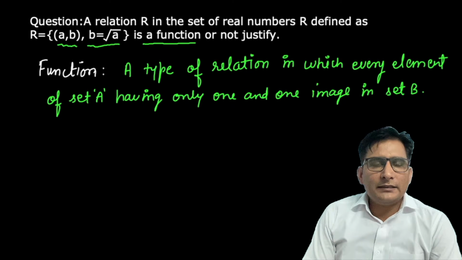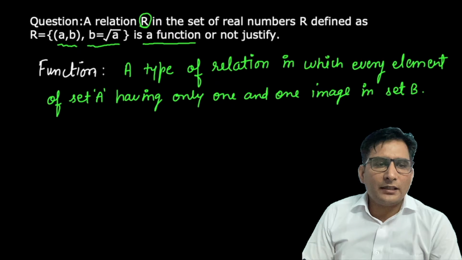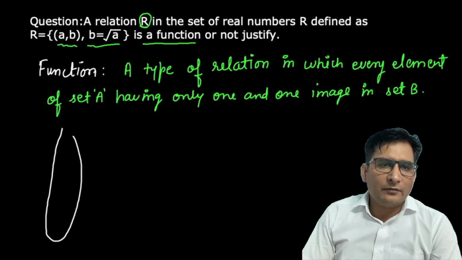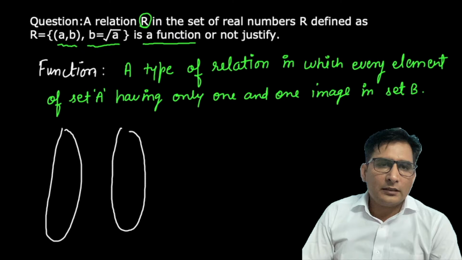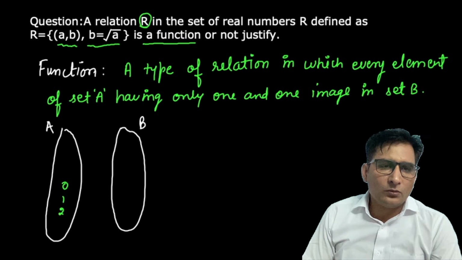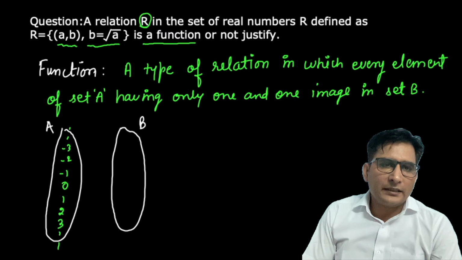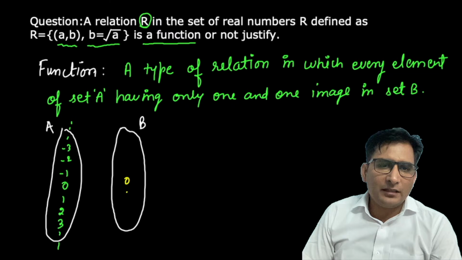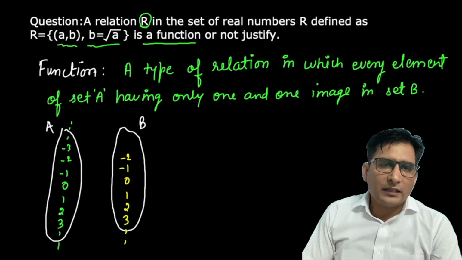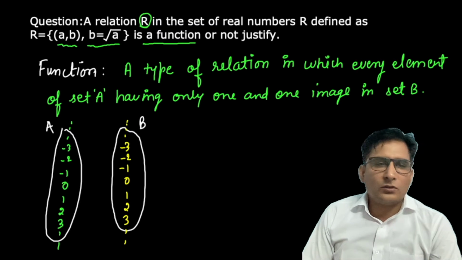So we need to check whether this is a function or not. R is given for the real numbers. Let me explain this with the help of a Venn diagram first, and it is easy to understand. Suppose this is set A and this is set B. Set A has the real numbers 1, 2, 3 and so on, -1, -2, -3 and so on. And here in set B also there are real numbers 1, 2, 3 and so on, -1, -2, -3 and so on, right?